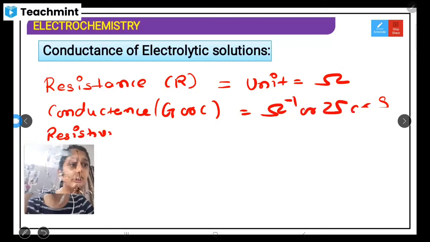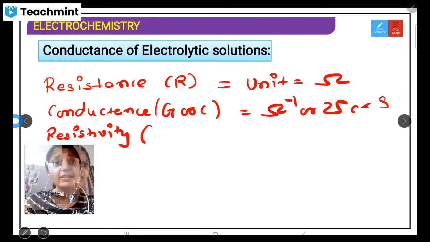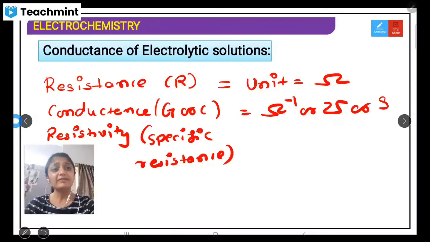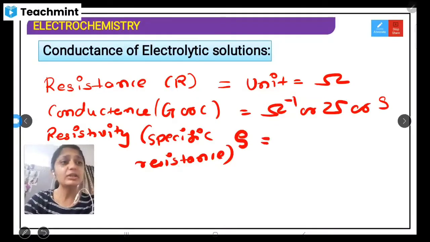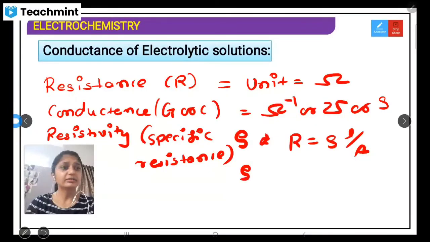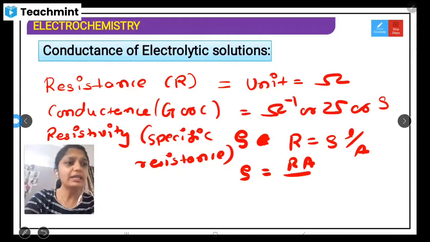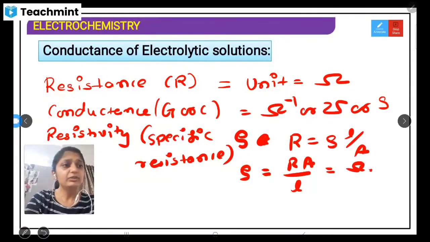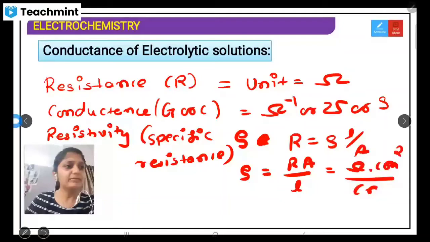Resistivity. Students, another name of resistivity is specific resistance. Specific resistance is denoted by the symbol rho. First of all, I will write R is equal to rho L by A. From this you can make rho the subject, then you have the formula rho = RA by L. Now we can derive the unit: ohm into centimeter square upon centimeter. So finally we have the unit ohm into centimeter.